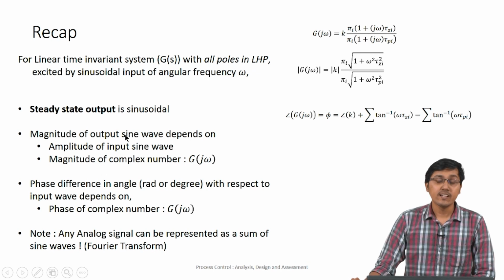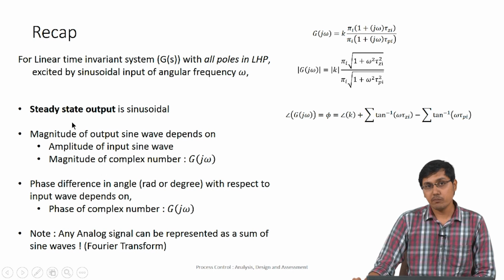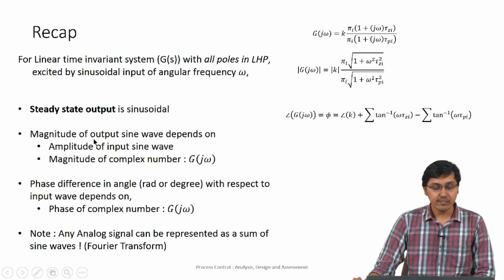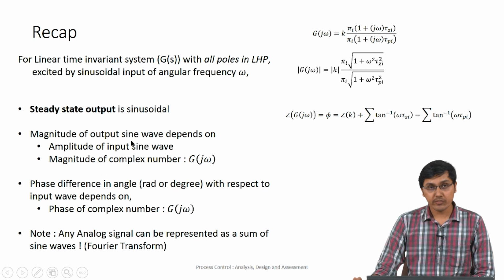The first one is the steady state output is sinusoidal, that is what we saw. Here the steady state is very important because the initial transient part we are ignoring, which is due to the poles of G(s). Then the magnitude of the output sine wave depends upon the amplitude of the input sine wave and also the magnitude of the complex number G(jω), and the phase difference in the angle between the input sine wave and the output sine wave depends on the phase of the complex number G(jω).